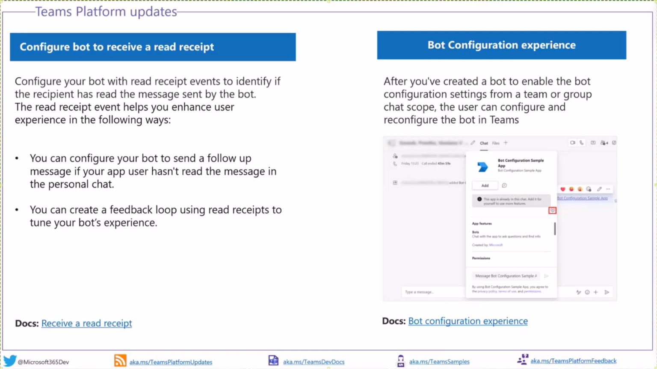Second, you can create a bot to enable the bot configuration settings for the user during the bot installation and also from the channel or group chat scope after the bot is installed. This feature is currently in developer preview, so we'd love to hear your feedback. If you have any feedback or suggestion, please post on aka.ms/teamsplatformfeedback. The link is available in the footer. You could also subscribe to the RSS feed to get regular platform updates. Thank you. Over to you, Vesa.